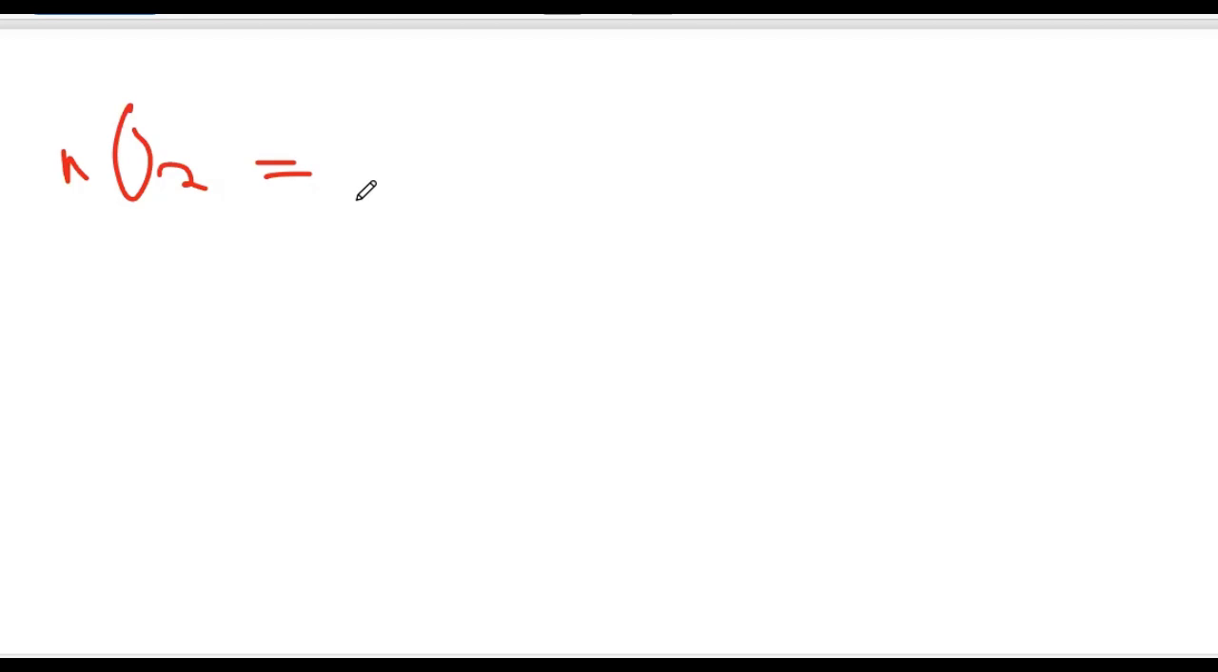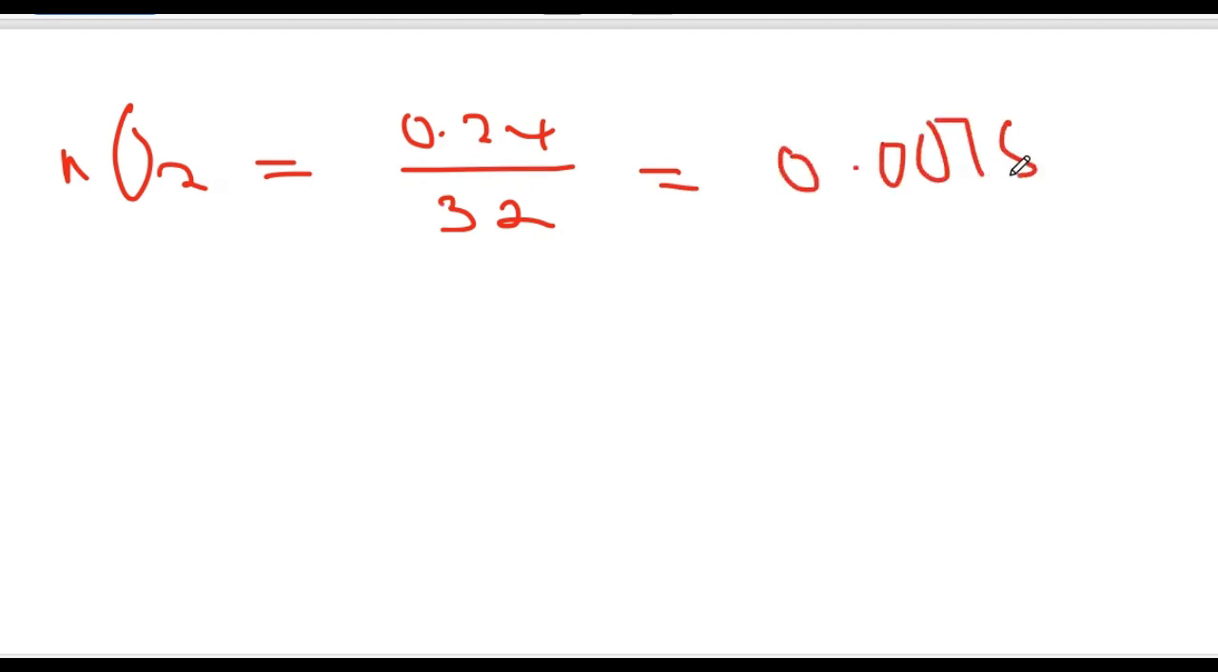So with the moles, we know that we divide the mass over the molar mass. The mass of oxygen that we have there is 0.24. Then we divide by the molar mass of oxygen. We know the molar mass of oxygen. That's it. So how many moles do you get there? There you will get 0.00750 as your moles of oxygen.